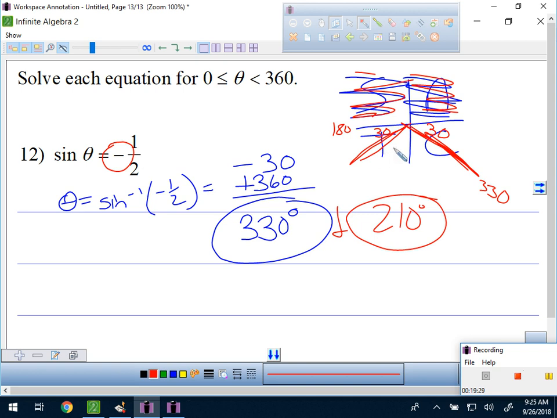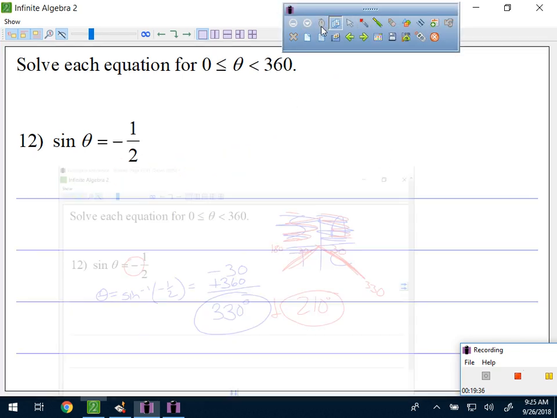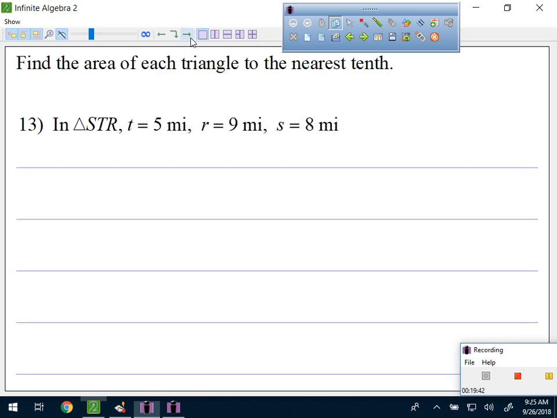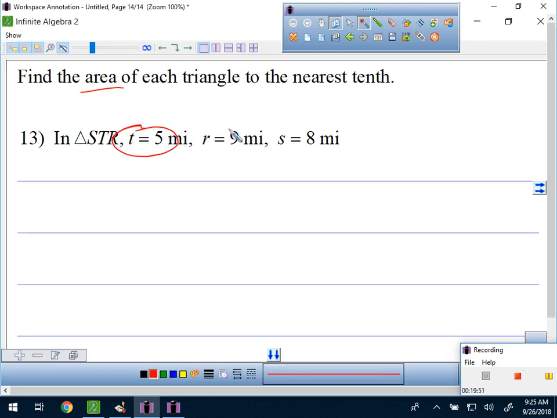All right, let's move on to test 3. All right, for number 13. Now, test 3 was when we introduced area formulas, law of sines, ambiguous case, law of cosines. So here's the first one. Yes, you'll have all the area formulas tomorrow, but it says find the area of this triangle, and I noticed that I give you all 3 sides.